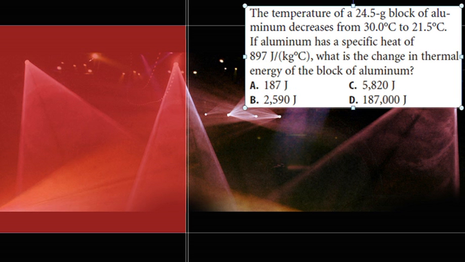This problem states the temperature of a 24.5 gram block of aluminum decreases from 30 degrees Celsius to 21.5 degrees Celsius. If aluminum has a specific heat of 897 joules per kilogram degree Celsius, what is the change in thermal energy of the block of aluminum? So let's look at the problem here and see what variables we have. We know the mass is 24.5 grams, and we have the temperature change, and we have the specific heat. And what we don't know is the thermal energy. So it should be in joules, as you can see, the multiple choice answers are in joules.